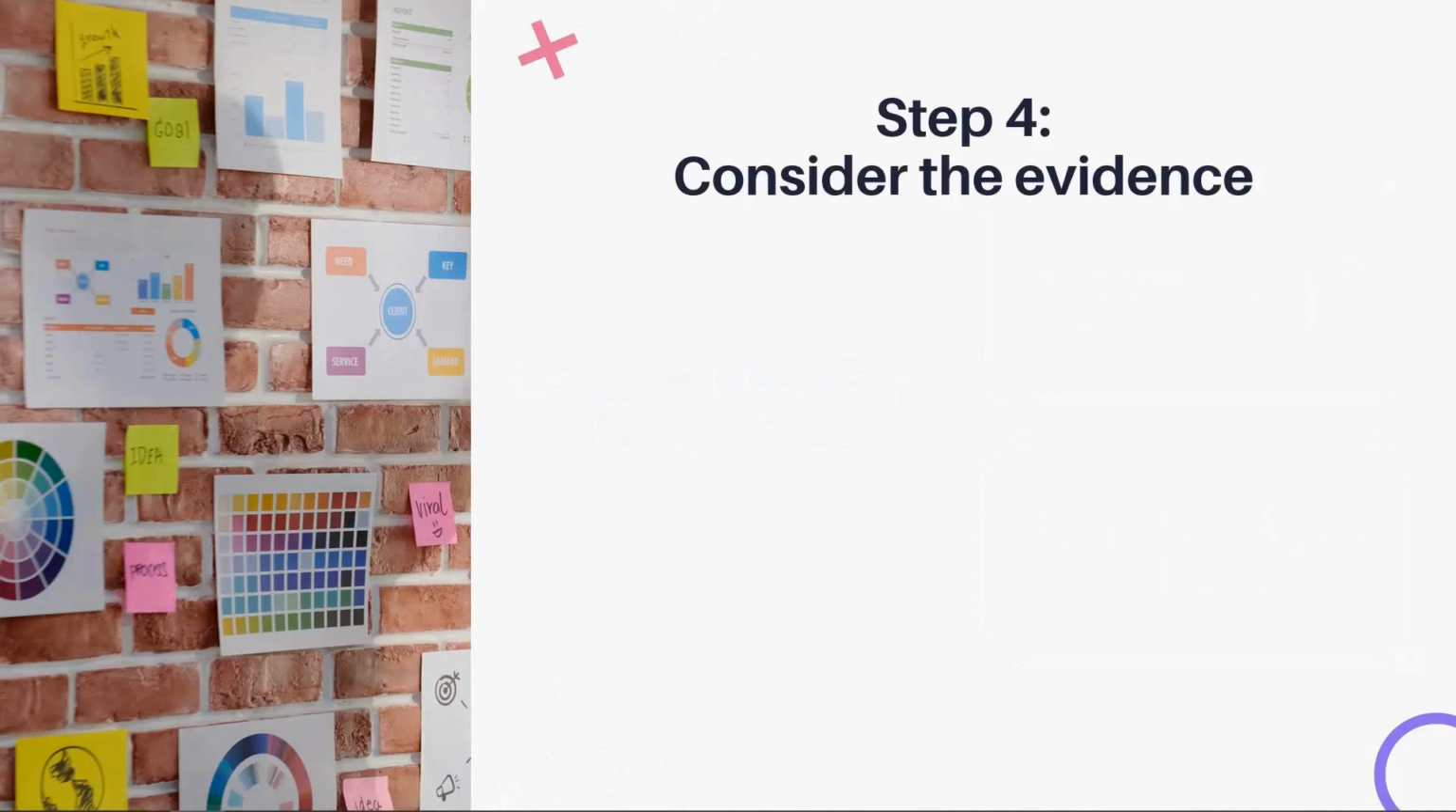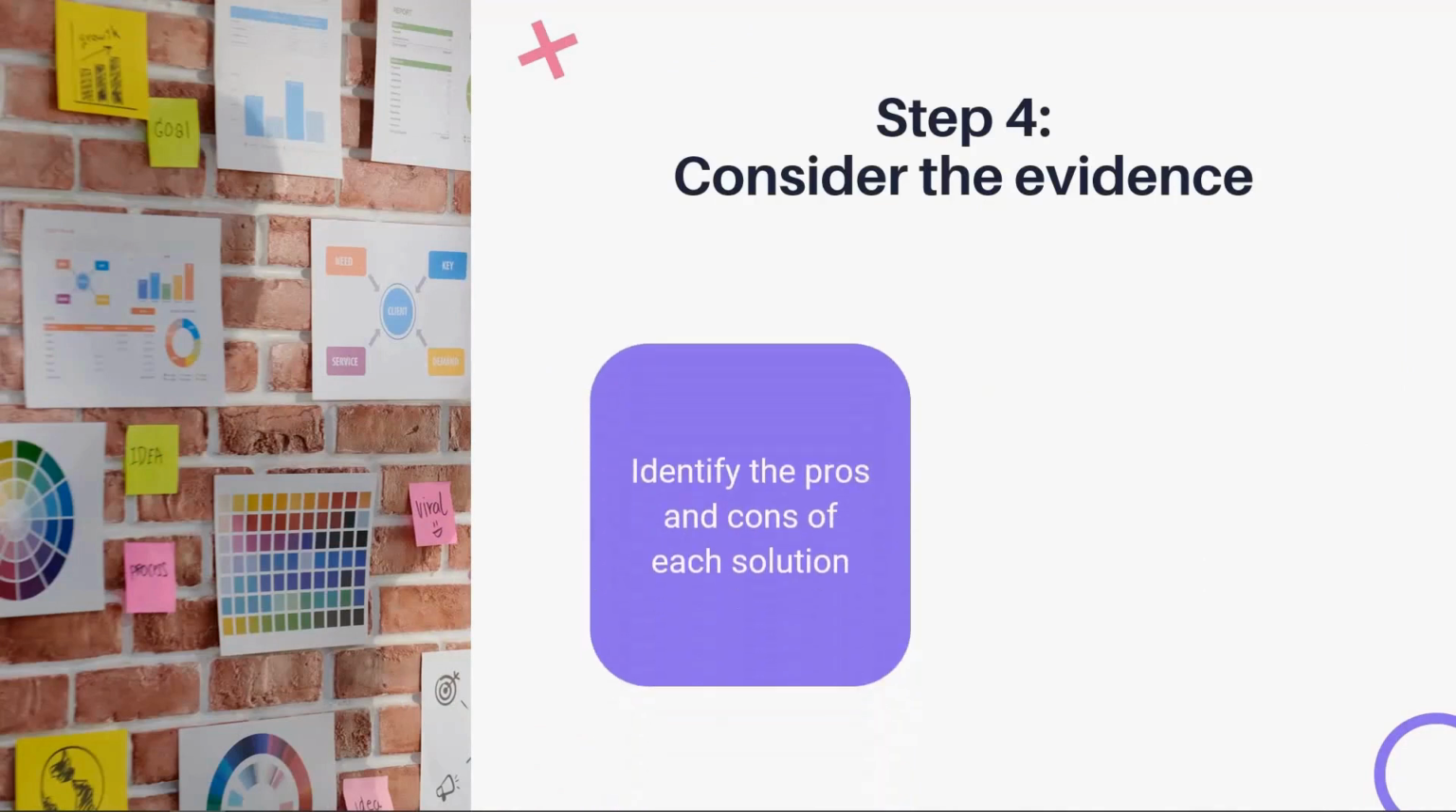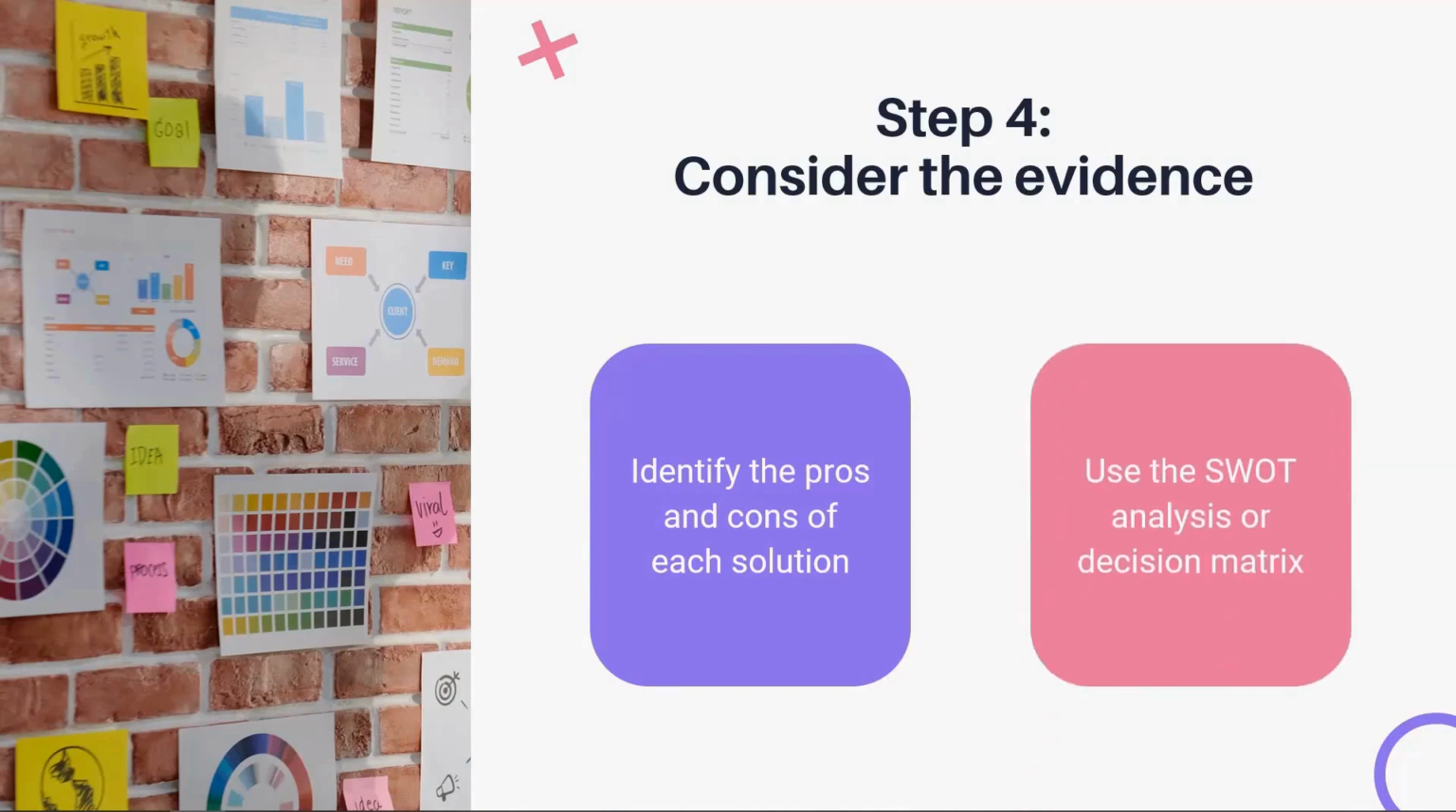Step 4 is for you to consider all the evidence. When you've collected the information and identified different solutions, you can start by looking at the pros and cons of each one. You can start by eliminating the solutions that have the most cons or are believed to be the least suited. A great way to do this is by using a SWOT analysis or the decision matrix.